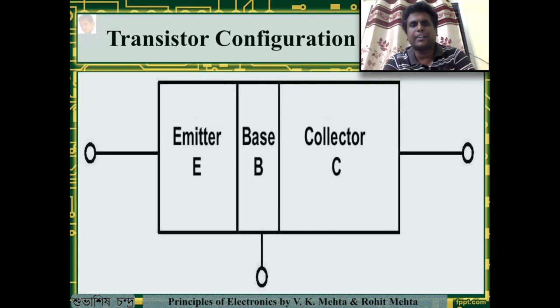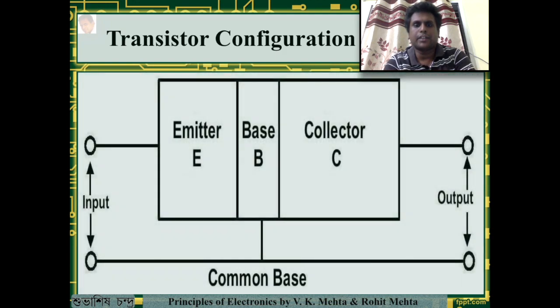As we can see, there are 3 different terminals in a transistor, each one can be made common, and depending on that we can have 3 different configurations or modes. The first is the common base mode, in which the base is made common and the input is provided in between emitter and base, and the output is taken in between collector and base.